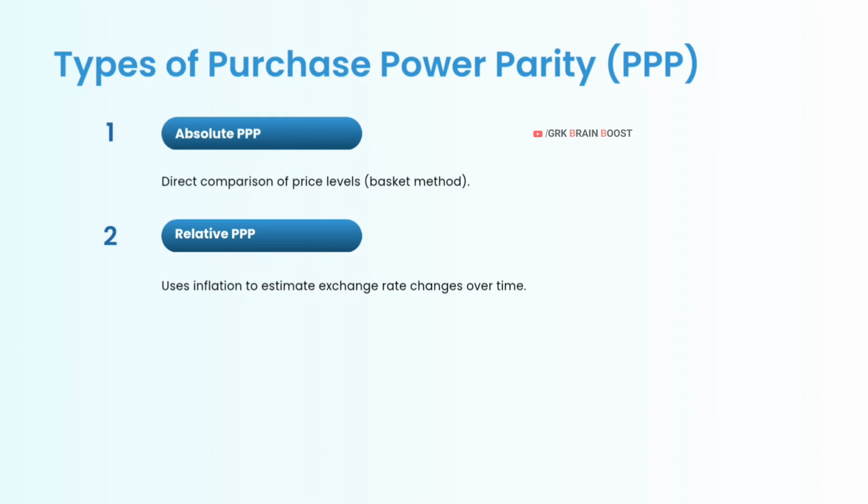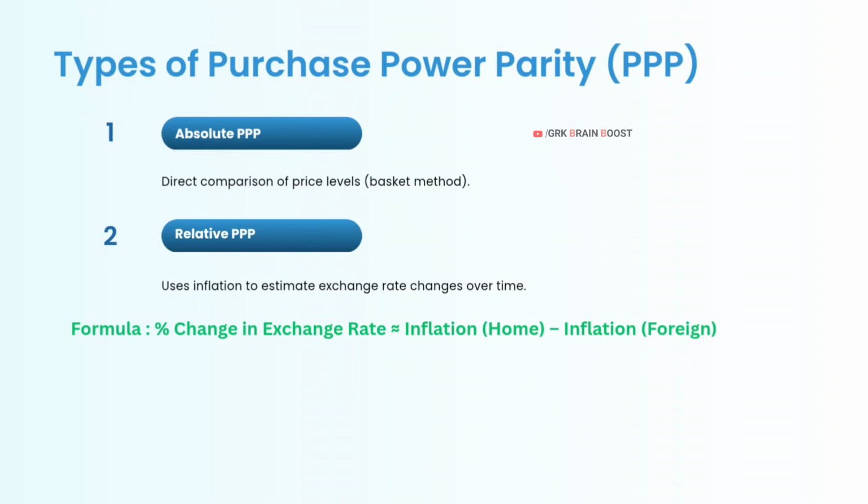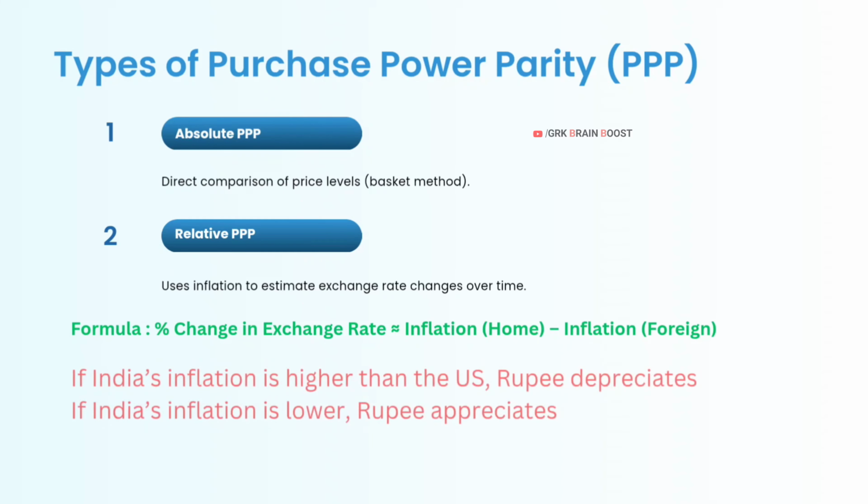There are two types of PPP. The first one is absolute PPP, which is a direct comparison of price levels, and the second one is relative PPP, which uses inflation to estimate exchange rate changes over time. The formula for relative PPP is: change in exchange rate is equal to inflation of home currency minus inflation of foreign currency. If India's inflation is higher than the US, the rupee depreciates. If India's inflation is lower, then the rupee appreciates.